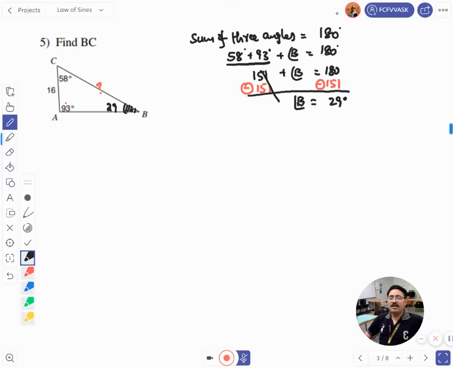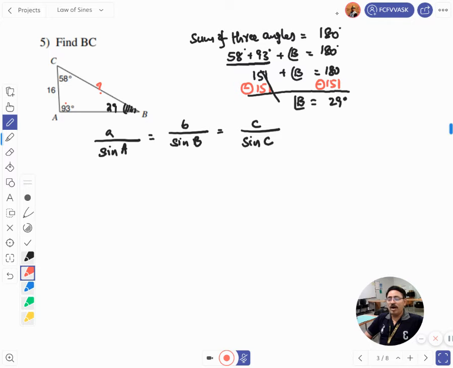Now let me write the condition. A over sine A equals to B over sine B equals to C over sine C. I understand that this is really confusing. The formula is not confusing. When I take A over sine A, B over sine B, C over sine C, it's pretty easy. But which one represents side and which one represents angle, that is a little confusing.